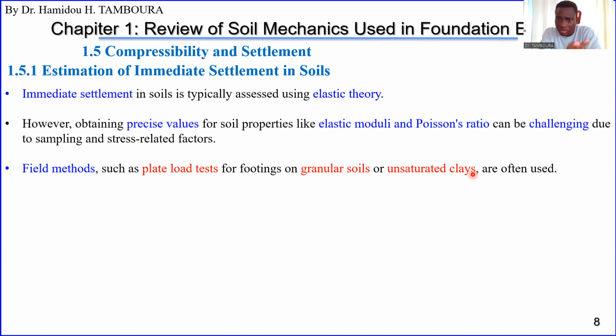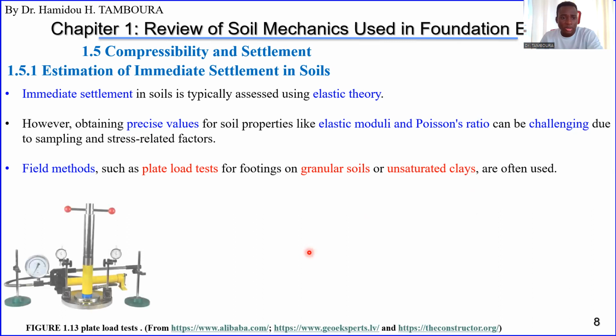So the first part will be for granular soil. The formula we are showing now. So this plate load test, what does it look like exactly? There are actually several devices. This is just one example, okay? So it looks like this, and we apply pressure to the plate, and we measure displacement over time, okay?